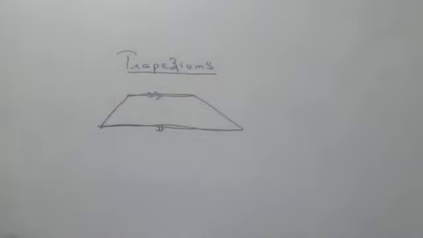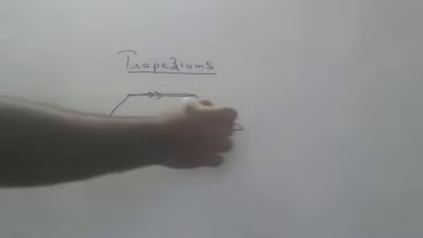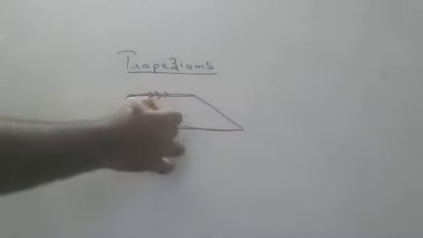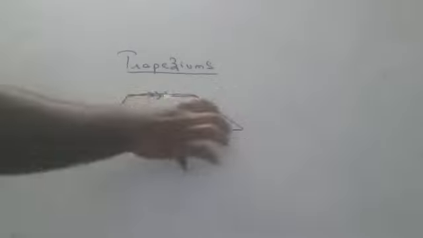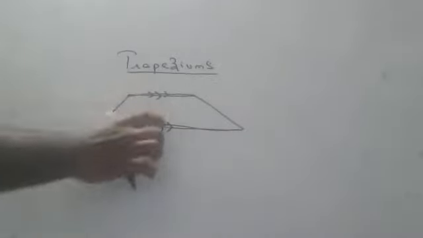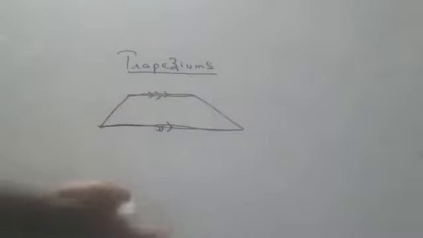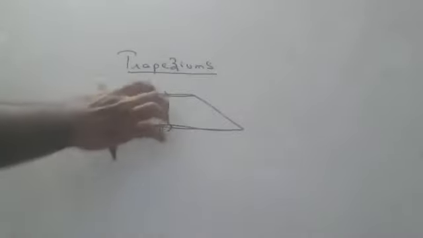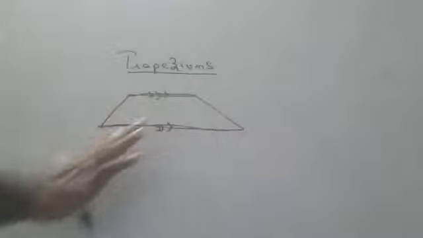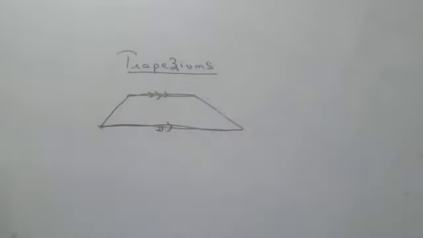So children, today we'll discuss trapeziums. A trapezium is a four-sided figure with two parallel sides, and the other two sides are not parallel. Only two sides are parallel, because if opposite sides are both parallel, it will become a parallelogram. Such a shape is called a trapezium. It is a 2D figure.